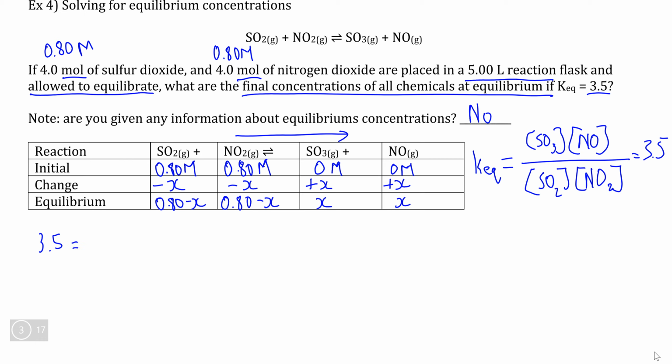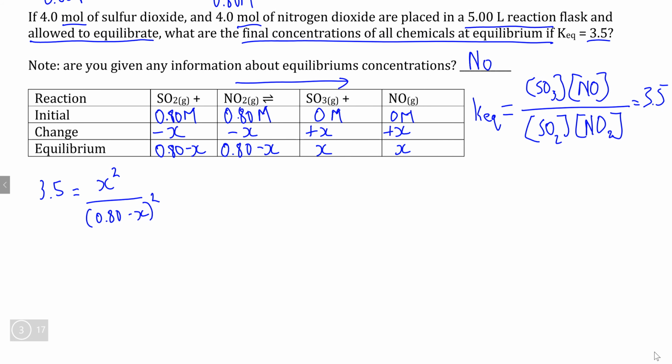So I'm going to substitute those values in now. We know the concentration of both of our products are X, and X times X is X squared, and we know that the concentration of each of the reactants is going to be the same, 0.80 minus X, and when we multiply this by itself, we get a squared term as well. Now, we could expand out the denominator using FOIL, or we can use a workaround by taking the square root of both sides, thereby eliminating the exponents.